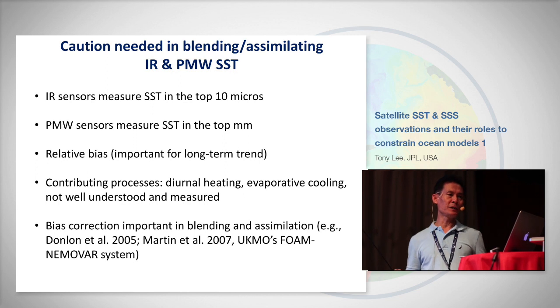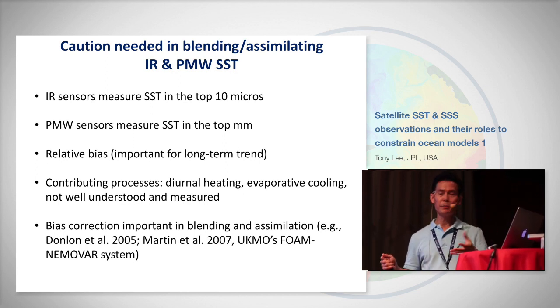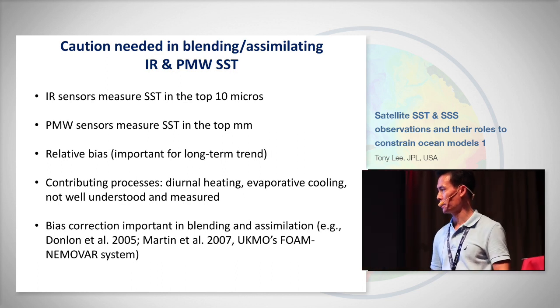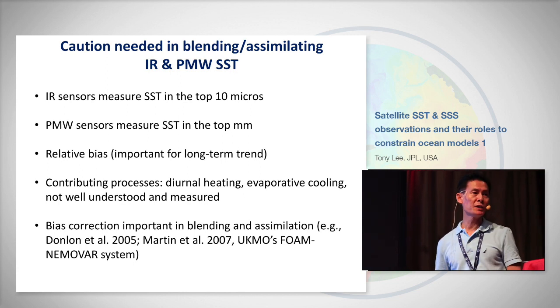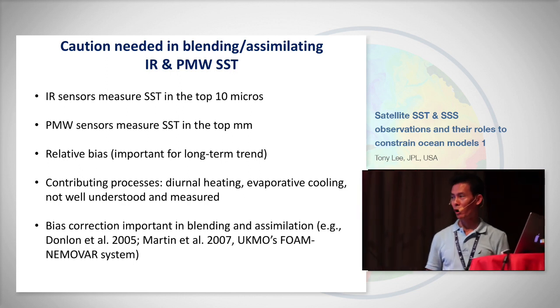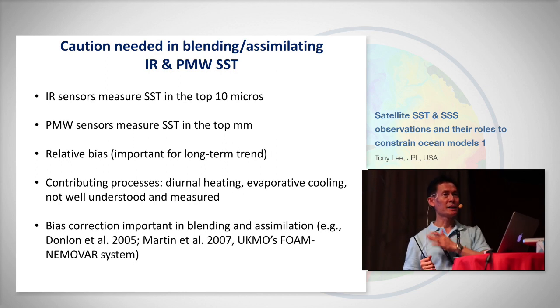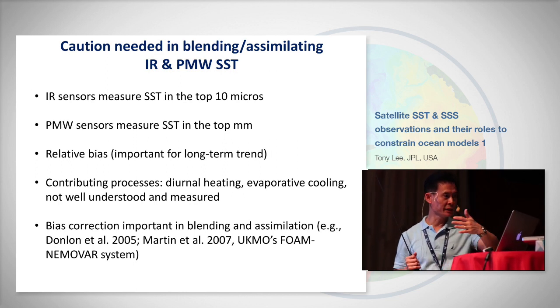But there has been a lot of effort for this bias correction in SST blending as well as in data assimilation. One example for data assimilation is the UK Met Office NEMO-VAR system that corrects for the SST bias before they assimilate. And in fact, now they're doing it for the salinity as well, correcting the salinity bias before they do the assimilation.